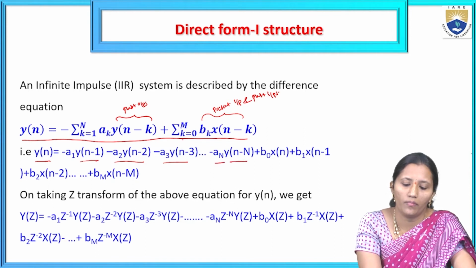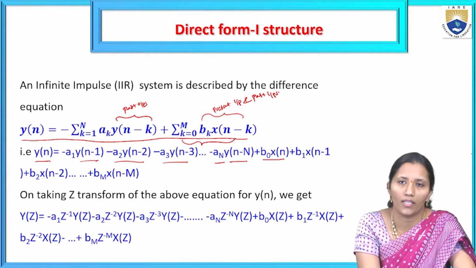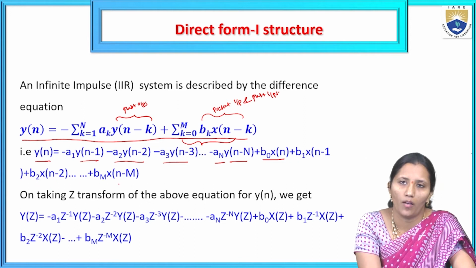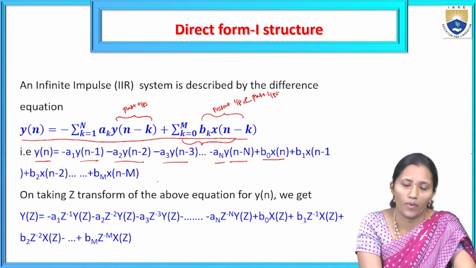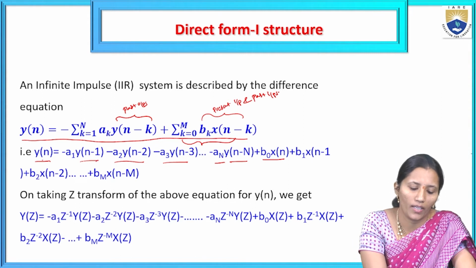In the second term, if you substitute k equal to 0, we are going to get b naught x of n, the present input, and for 1 to m, b1 x of n minus 1, b2 x of n minus 2, plus up to bm x of n minus m. So we are expanding the difference equation by substituting k values and applying the z transform to y of n. So here we are going to get y of z.